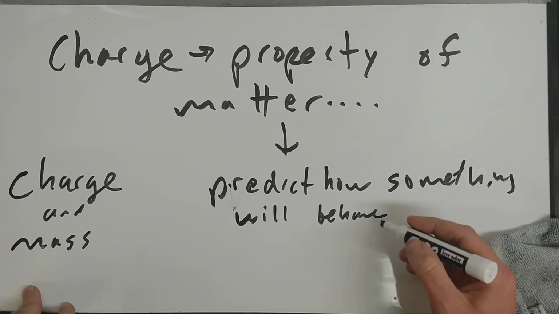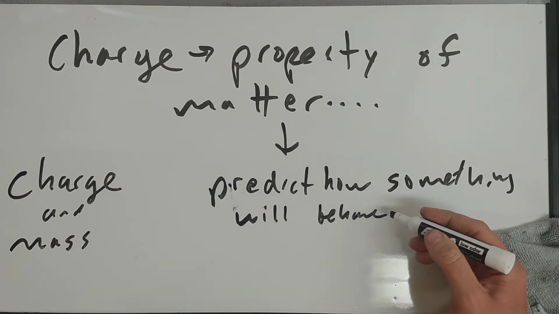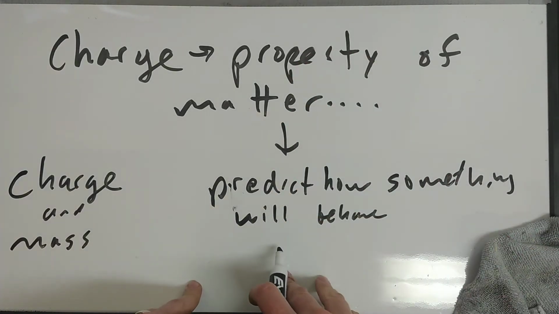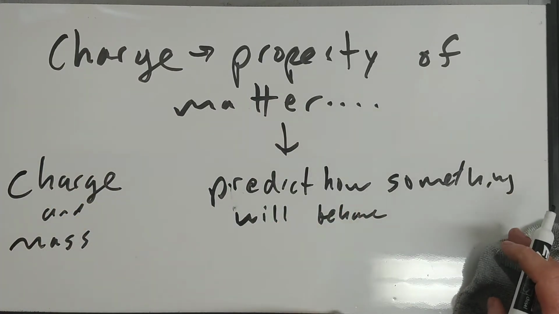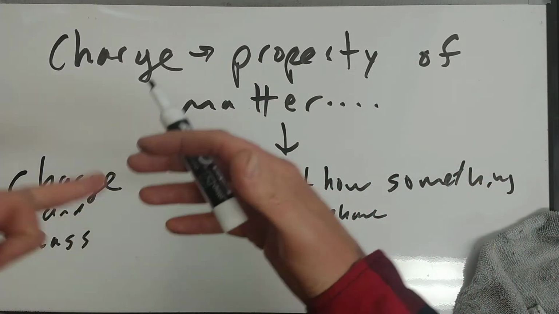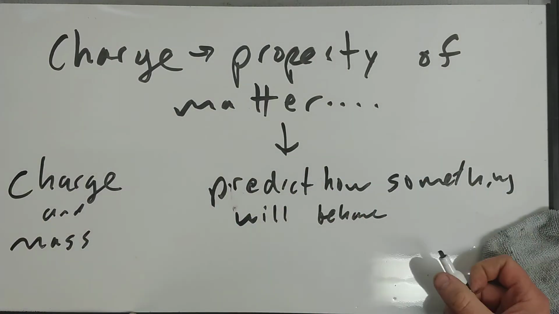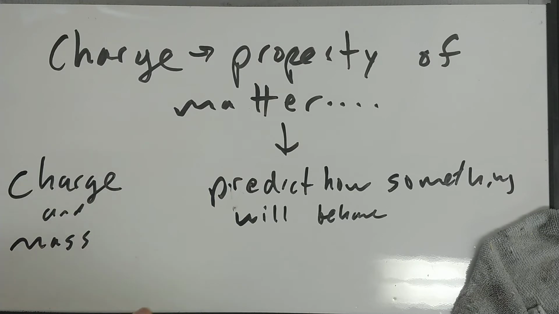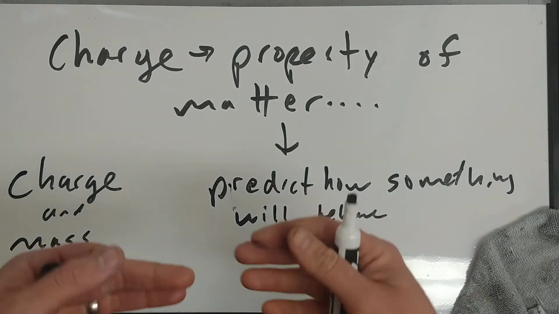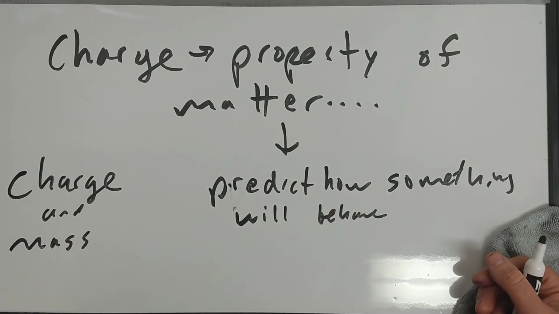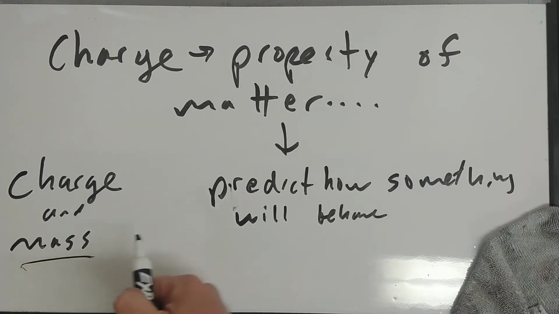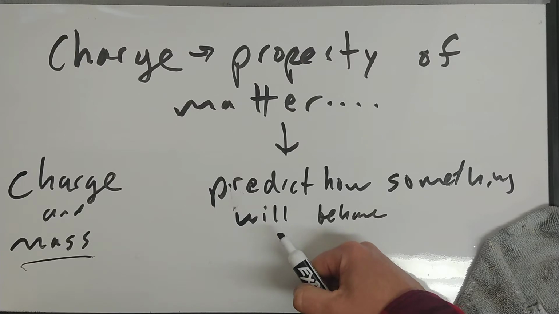So something's mass helps us predict how something will behave, right? Because of Newton's second law, we know the more mass something has, the harder it is to accelerate. We know the more mass something has, the greater the gravitational force of attraction will be. We know if something has more mass, when it collides in a collision, it's going to have a greater momentum, right? So that property of matter, mass, we can use to predict how things are going to behave.